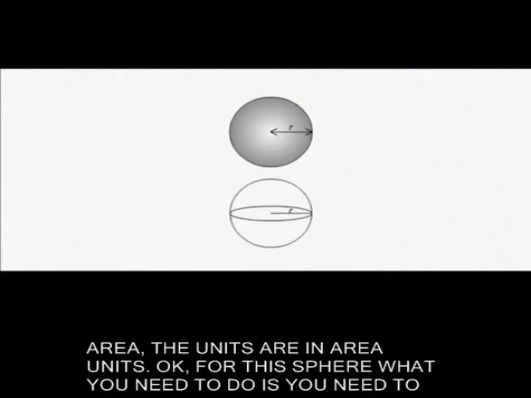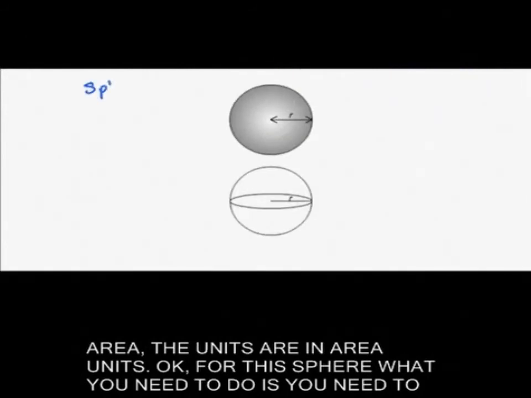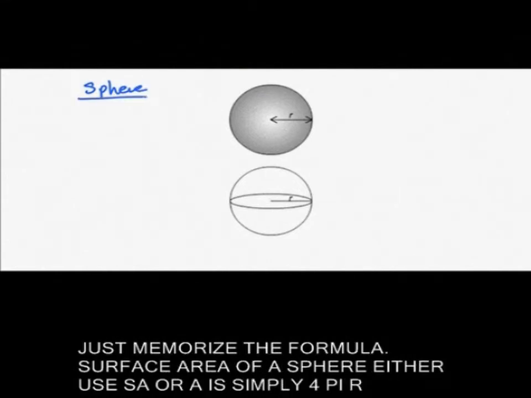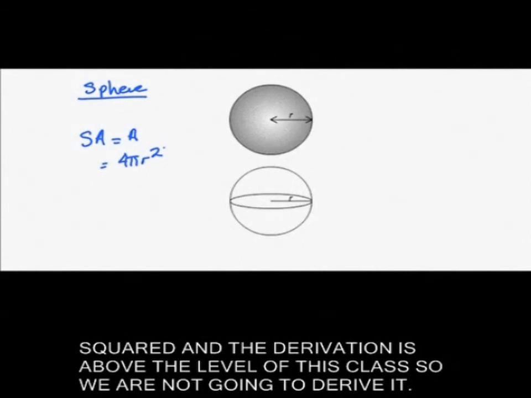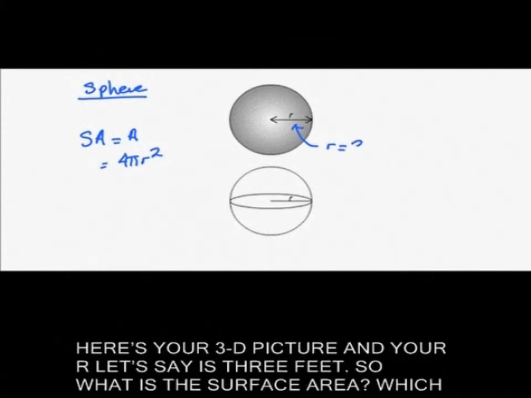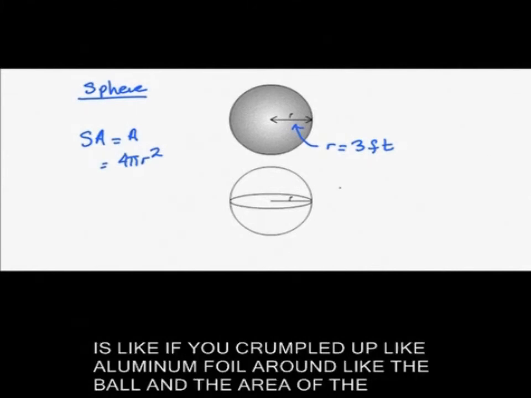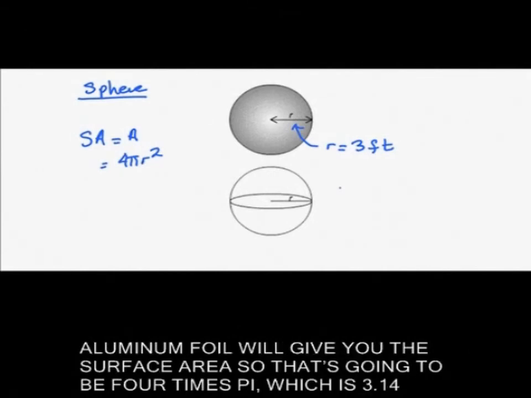Okay, for the sphere, what you need to do is just memorize the formula. Surface area of a sphere, either use SA or A, is simply 4 pi r squared. And the derivation is above the level of this class, so we're not going to derive it. Here's your 3D picture, and your r is, let's say, 3 feet. So what is the surface area? Which is like if you crumple up aluminum foil around a ball, and the area of the aluminum foil will give you the surface area.